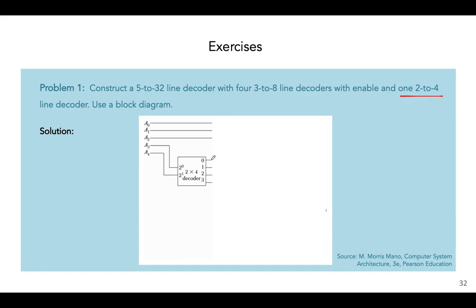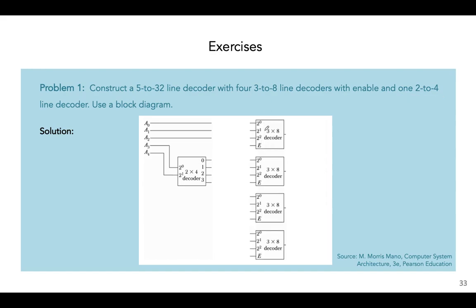So now I have 4 plus 3, 7 inputs at this point. Now we're also supposed to use 4 3 to 8 line decoders, right? So let's just put them all together. We have 1 2 3 4 3 to 8 line decoders, all of them, and these have enable lines as well. So we have 3 inputs for each of these decoders plus an enable line for all of them, right?